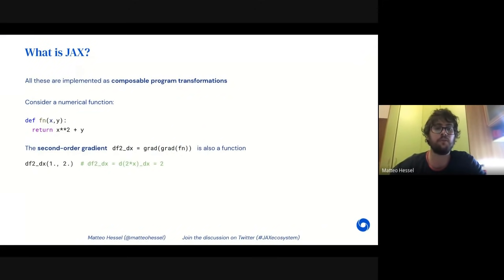You could, for instance, compute the second order gradient by calling grad of grad of the original function. This again gives you just a Python function, but then if you pass x and y, it gives you the second order gradient at those values of x and y.